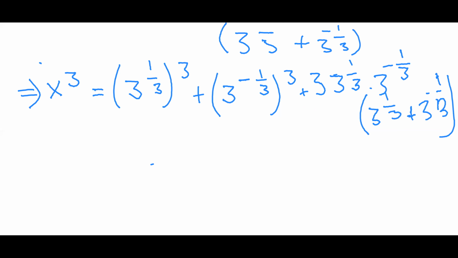So here 3 to the power 1 by 3 is a and 3 to the power negative 1 by 3 is b. First I took a cube, so this a, 3 to the power 1 by 3, I brought the cube sign on it. Then b cube, so b is 3 to the power negative 1 by 3. Then from the formula we know there will be plus 3ab, a is 3 to the power 1 by 3, b is 3 to the power negative 1 by 3, into a plus b. So a is again 3 to the power 1 by 3 plus b is 3 to the power negative 1 by 3.